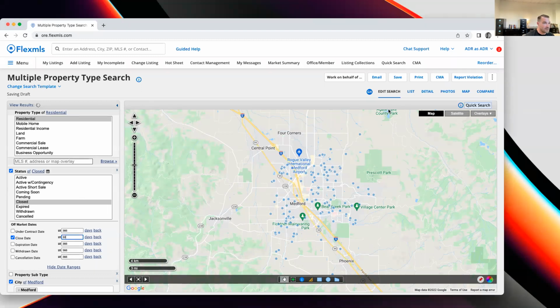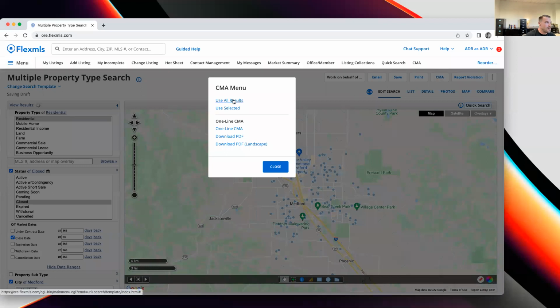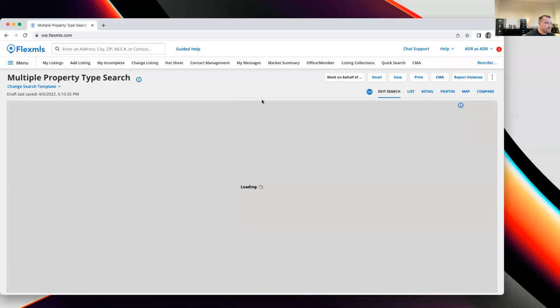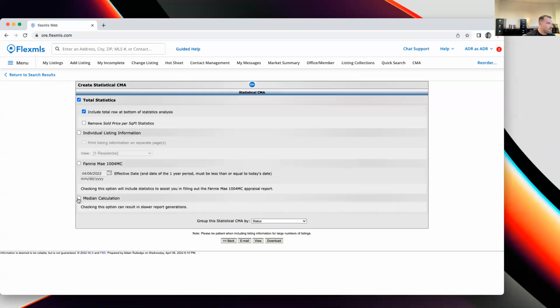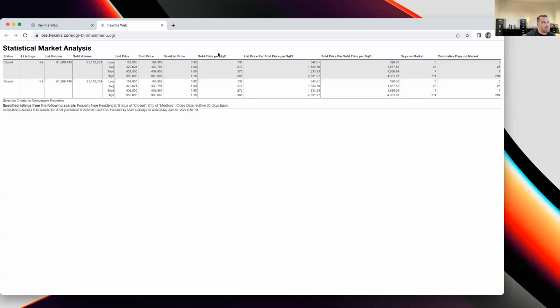Now, if we want to get rowdy, we can look at closed, and you can go CMA, and use all results. You can choose a statistical CMA, pull down sold price per square foot, next step, median calculation. This is going to give you a little more useful data. Out of the 142 homes that sold, it was a total list volume of 61 million, and a sold volume of 61,172,000. So that means about $166,000 over ask happened over the 142. Basically, pretty much everything's selling at full price, more or less.